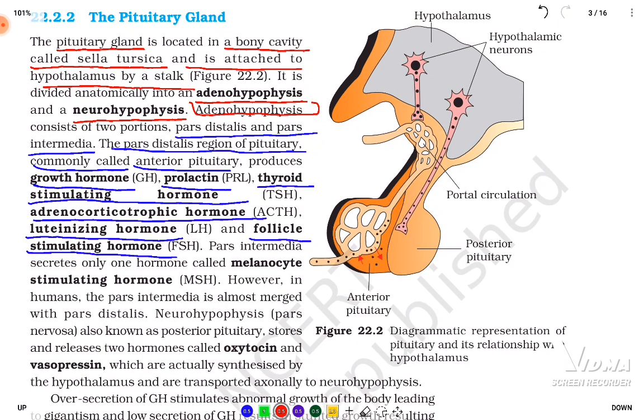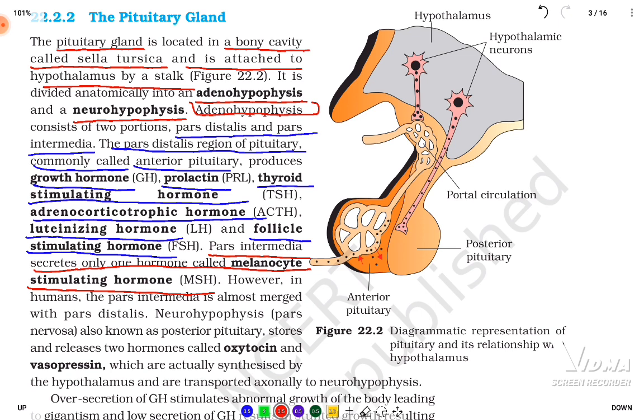Then what about the pars intermedia, which is the other part of the adrenohypophysis? Pars intermedia secretes only one hormone. Easy to remember. That is melanocyte stimulating hormone. However, in humans, the pars intermedia is almost merged with the pars distalis. Since it releases just one hormone, it is not a very huge part. It is going to be a very small part, so it is almost merged in human beings with the pars distalis.